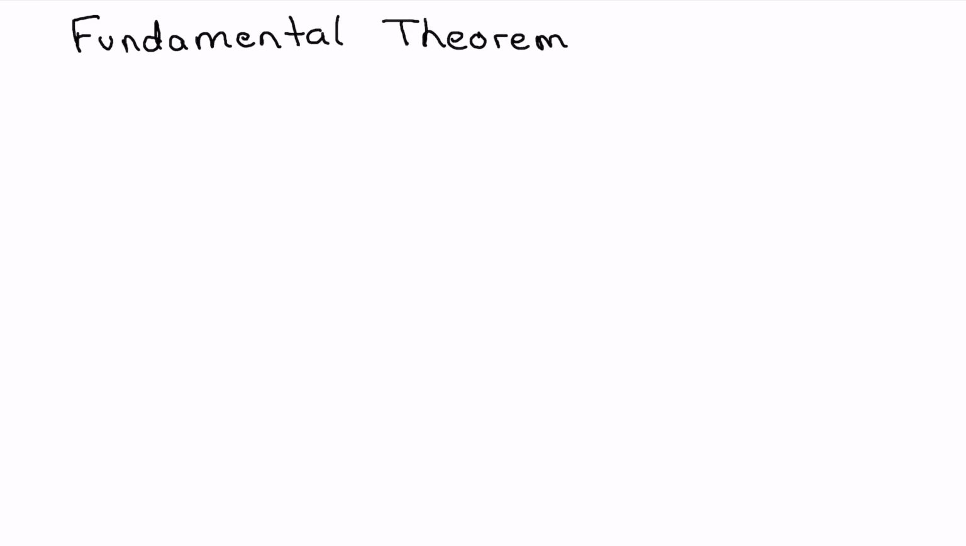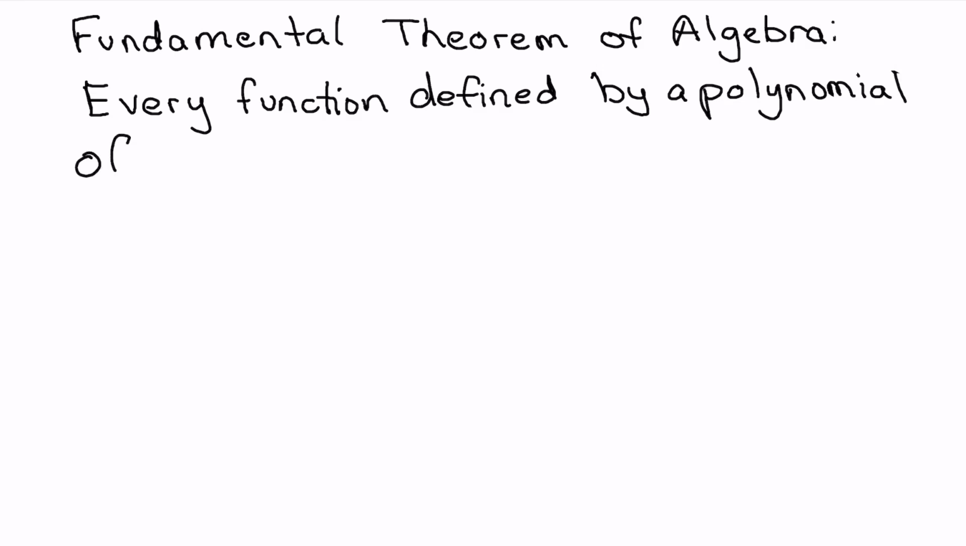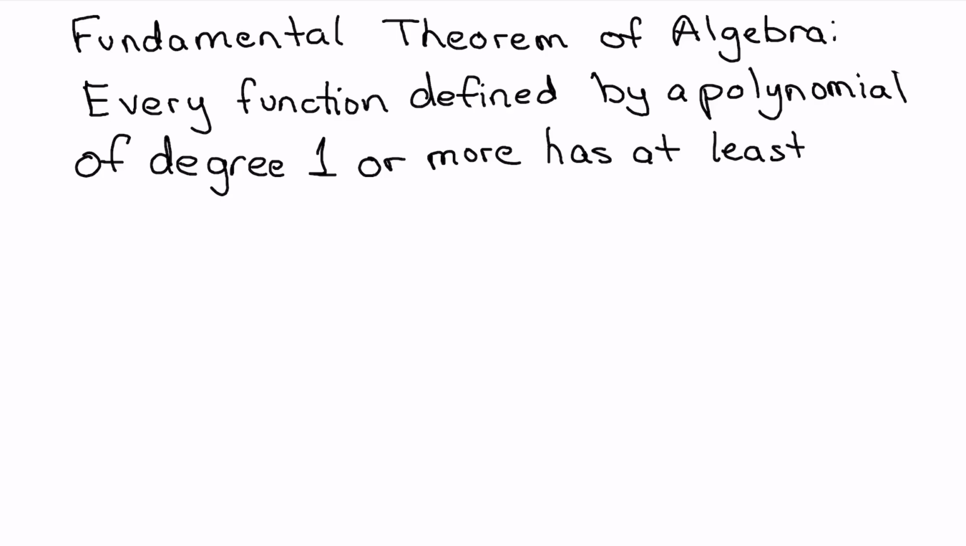Okay, continuing with part 2 on our zeros of polynomial functions, I would like to jump into the fundamental theorem of algebra, which says that every function defined by a polynomial of degree 1 or more has at least one complex zero.